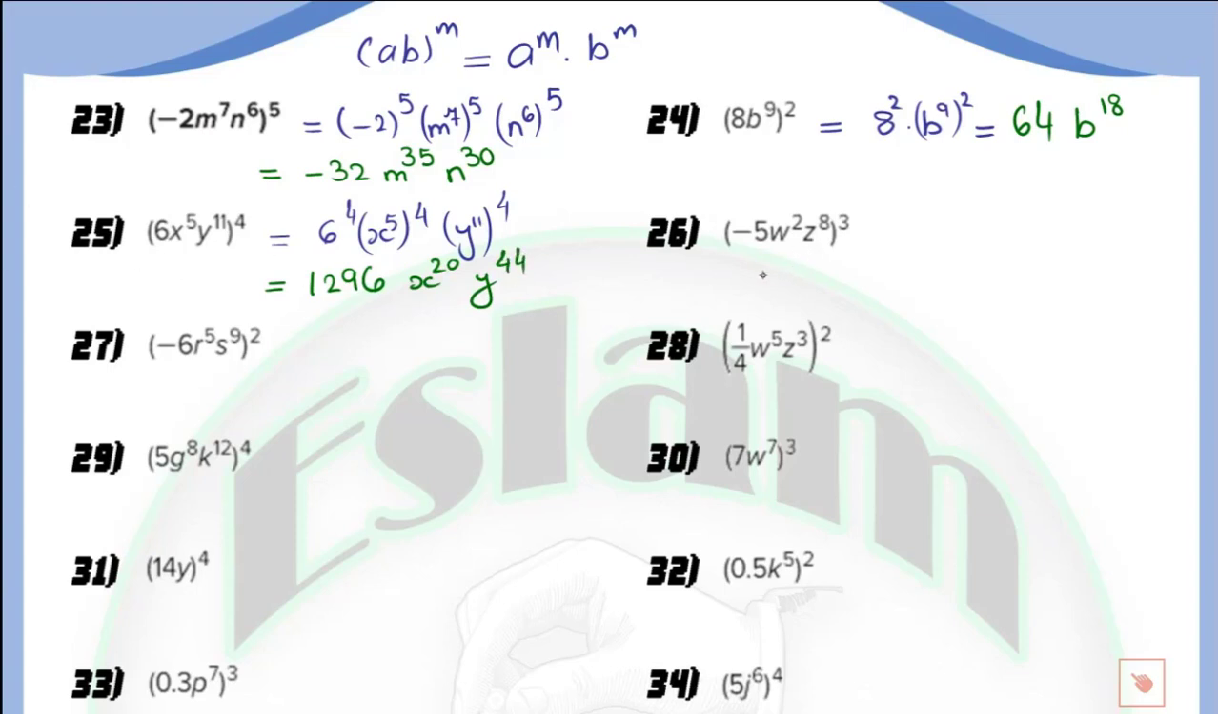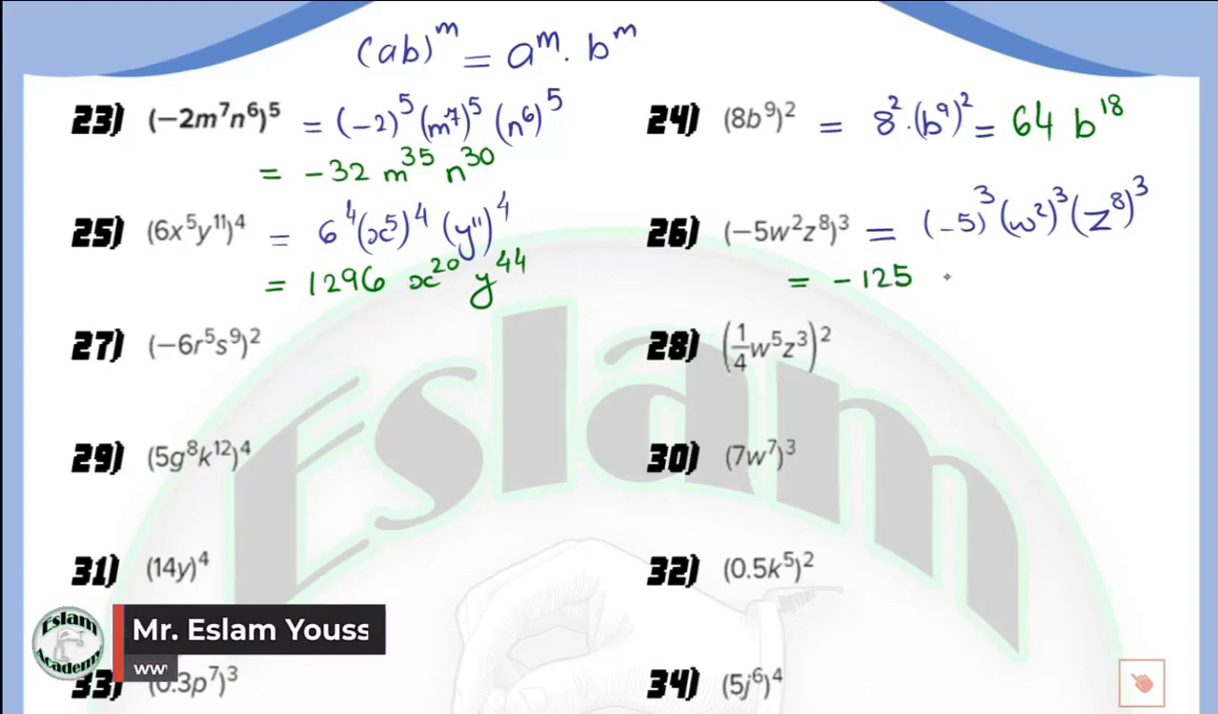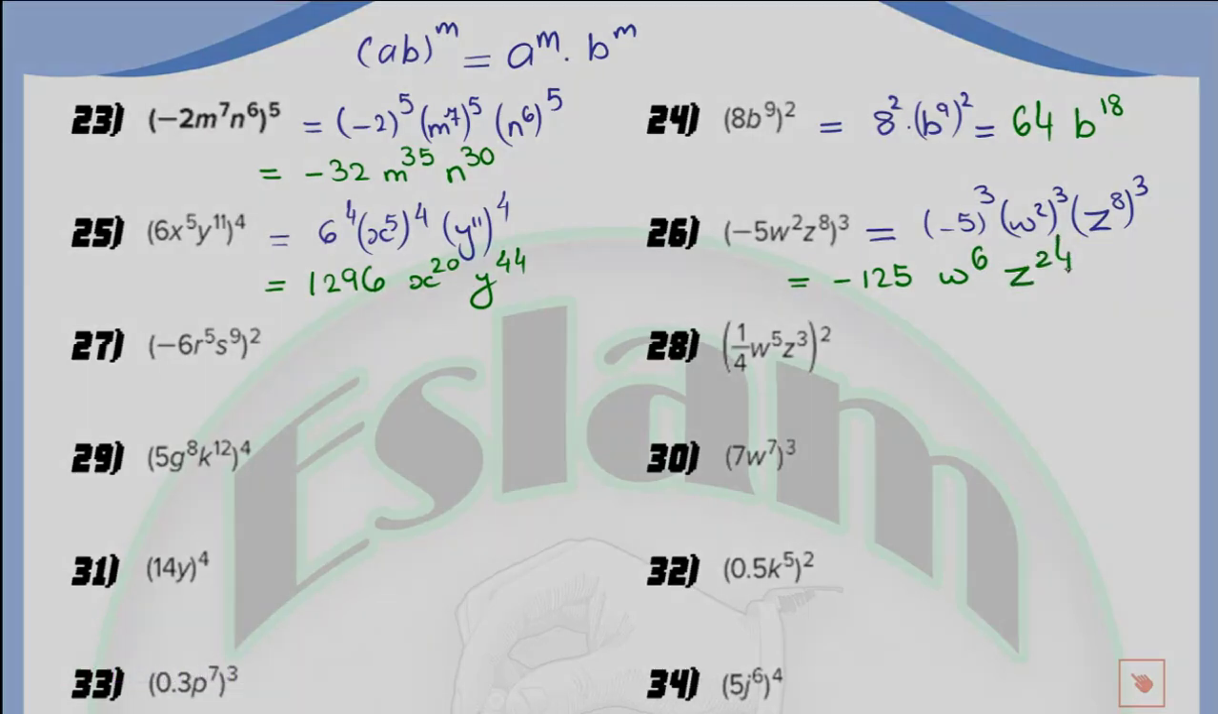In the same way, we can solve question number 26: negative 5 w to the power 2 z to the power 8, all to the power 3. So it will be negative 5 to the power 3, w to the power 2 all to the power 3, z to the power 8 all to the power 3. Negative 5 to the power 3 equals negative 125. Just write w, and 2 times 3 equals 6. Z, 8 times 3 equals 24.